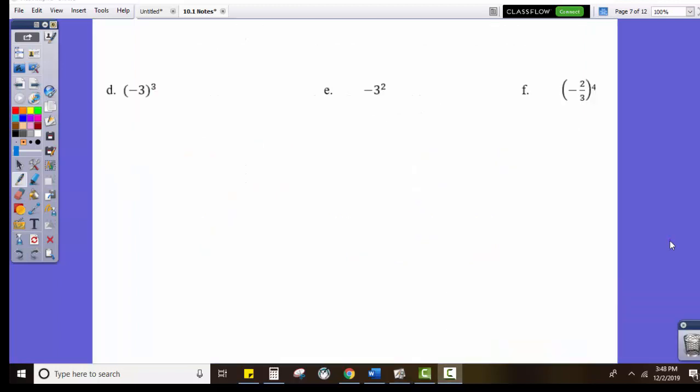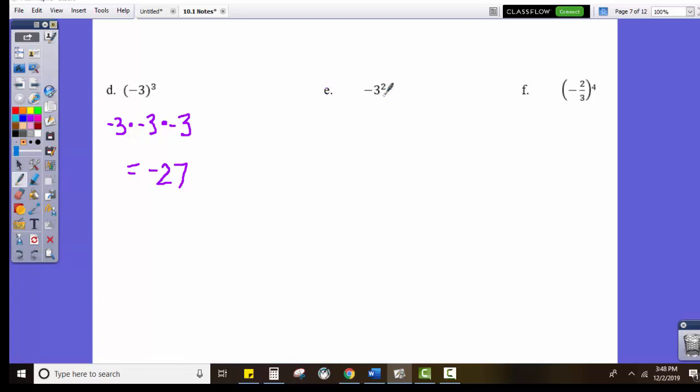Okay, for example D, we're multiplying -3 because the negative is in parentheses. It's with a 3, -3 by itself 3 times. So -3 times -3 times -3. Okay, if I take a look at this, -3 times -3, that's +9 times -3 right here would be -27. Okay, you could type in a calculator, -3 times -3 times -3.